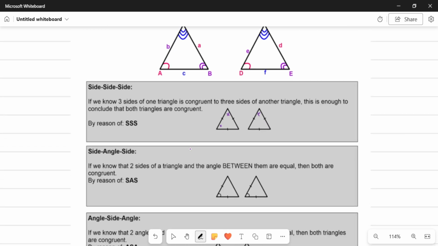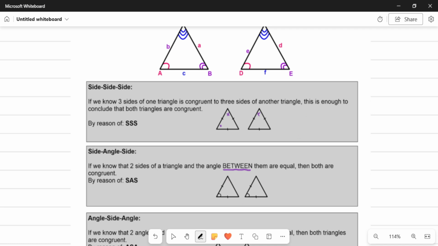I can also prove congruency by another condition called side angle side. So like I said, you don't need to know every side or every angle. So if we know that two sides of a triangle and the angle between them are equal, then both are congruent. So if I can prove that this side and this side, this side and this side, and the angle between them are the same, then I can prove both triangles are congruent.